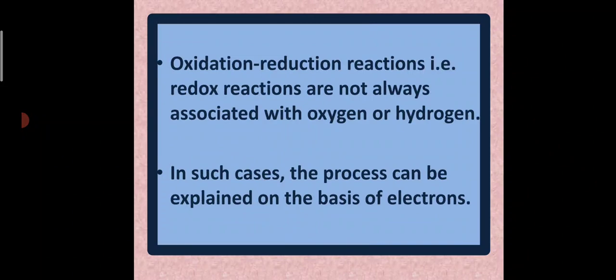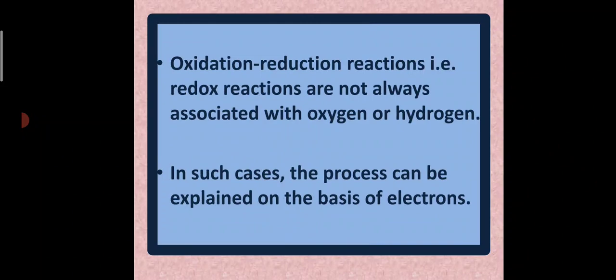Oxidation reduction reactions, that is redox reactions, are not always associated with oxygen or hydrogen. In such cases, the process can be explained on the basis of electrons. That is what I told. Removal of electrons or loss of electrons is also called oxidation. Gain of electrons is also called reduction.